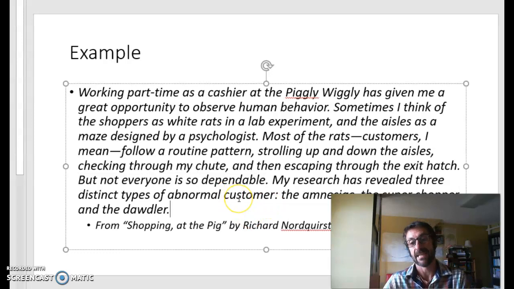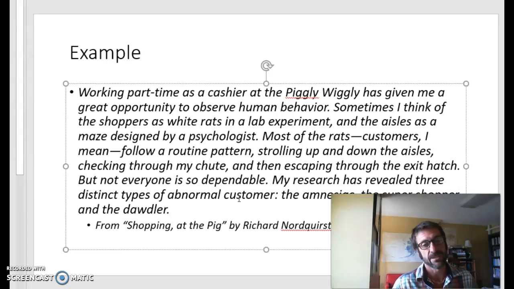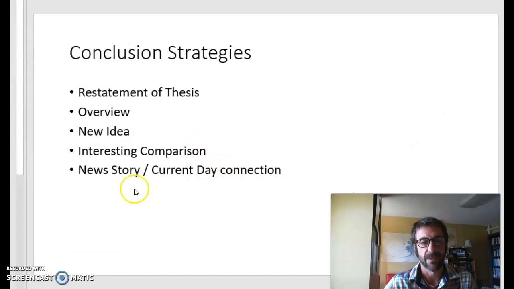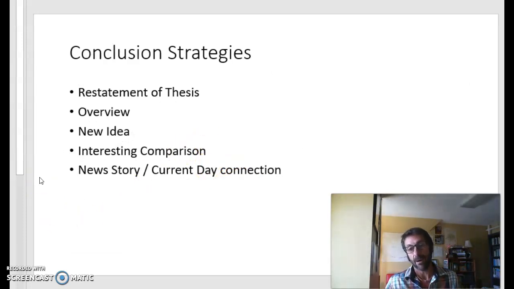And then the thesis is that the research that will be presented has revealed three distinct types of abnormal customer: the amnesiac, the super shopper, and the dawdler. I'm probably most like the dawdler. Alright, so that gets us through introductions. Think about what you can use for your upcoming essay, compare and contrast essay.